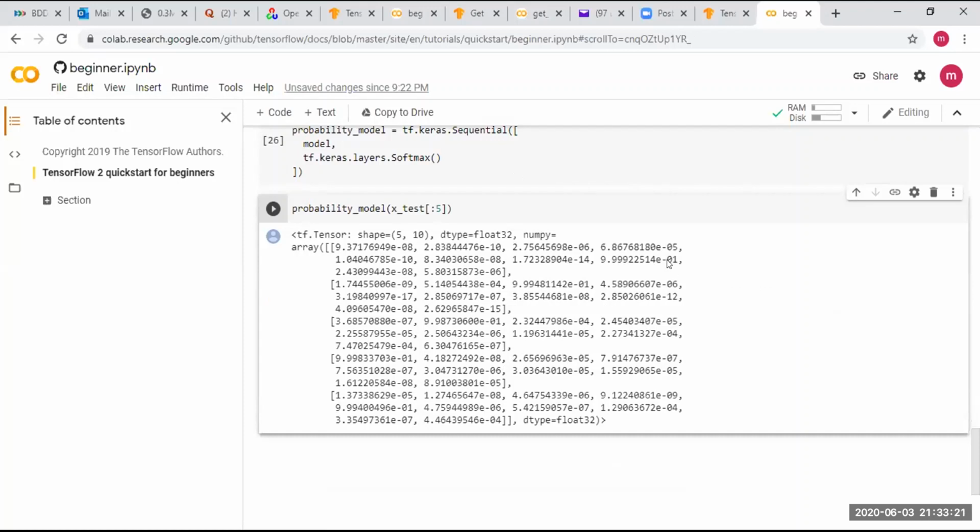Whereas I have in here a value that is 9.99 times 10 to the minus 1. That's 0.99. It means it's 99.99% correct. This is the probability of having this digit. I think this digit number is 7.